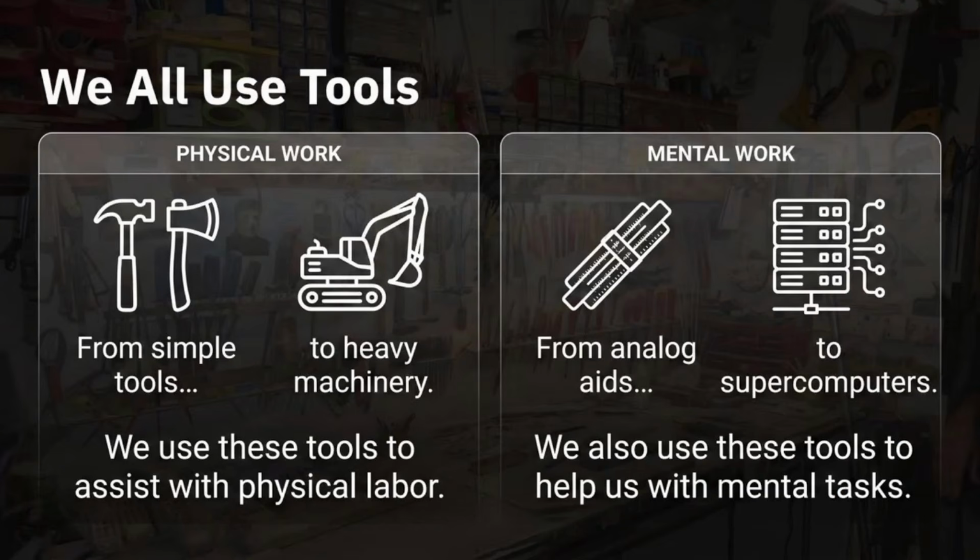We might use a hammer, and of course, we've got tools all the way up to heavy machinery, diggers and excavators and all this kind of stuff. And we also use tools for mental work. So, back in the day, slide rules, and today all the way up to supercomputers. Even just a handheld calculator helps us do more complicated mental arithmetic. We use tools all the time, physically and mentally.